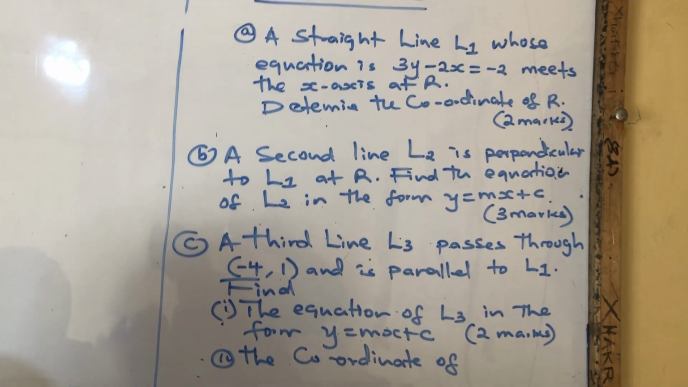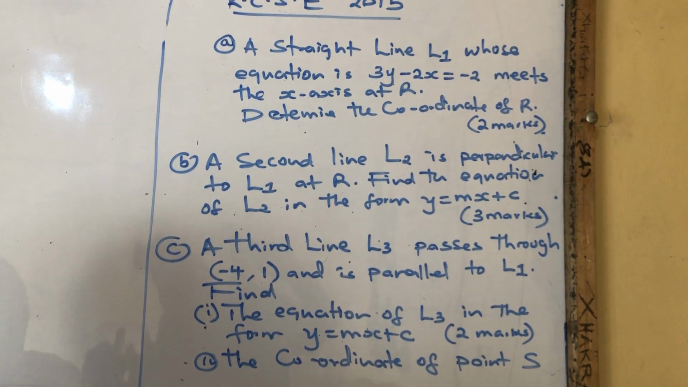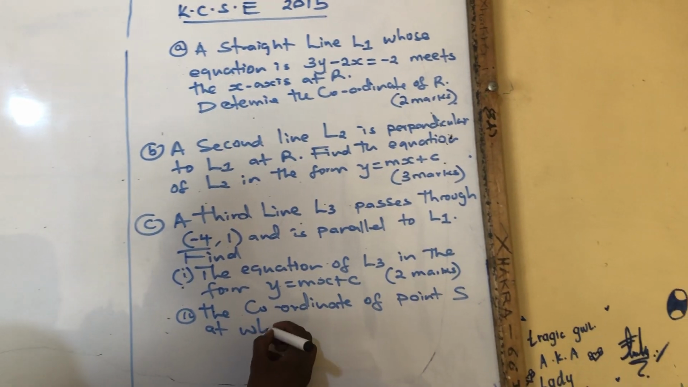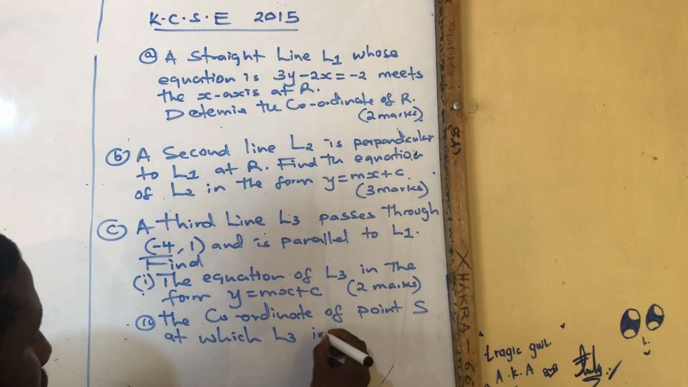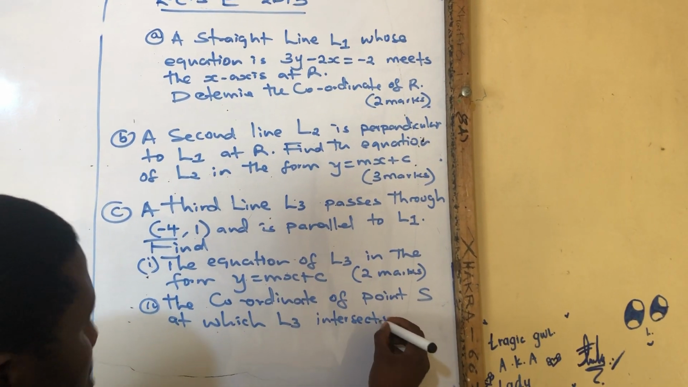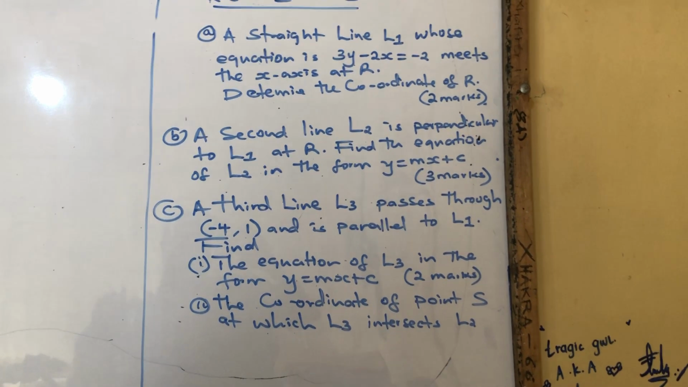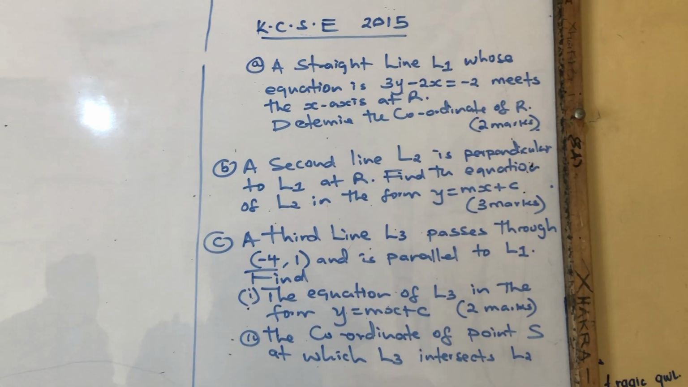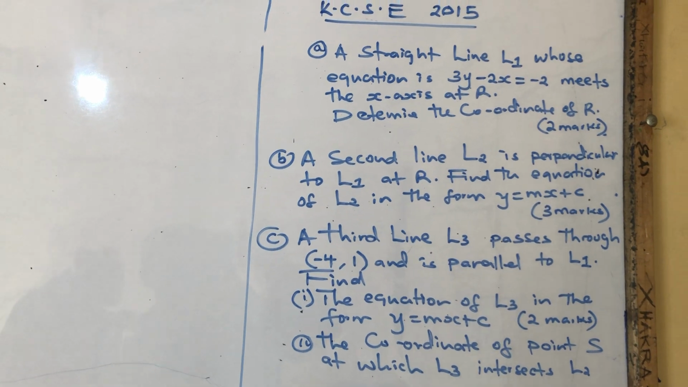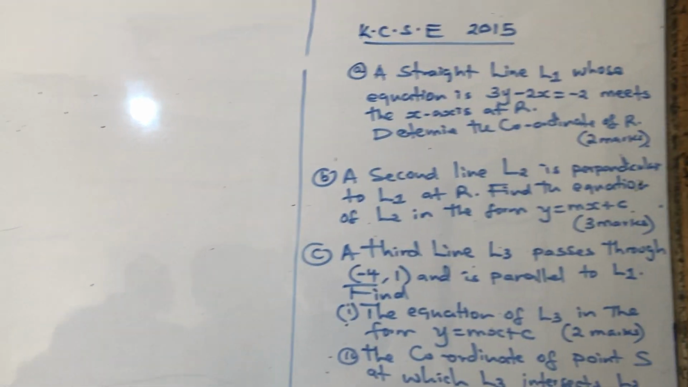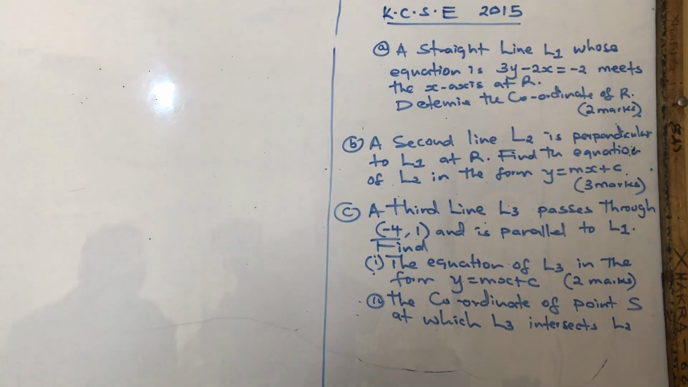of point S, the coordinate of point S at which L3 intersects L2. You are faced with this question. How do you go about the question? I want you to take note of the procedure. I'll be starting with the first one.